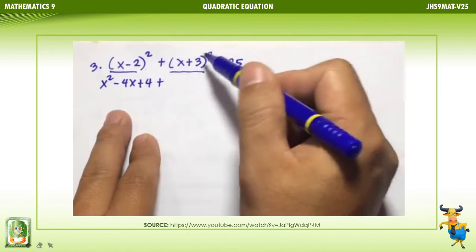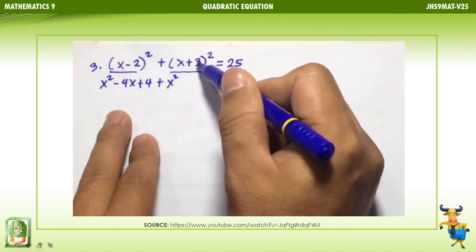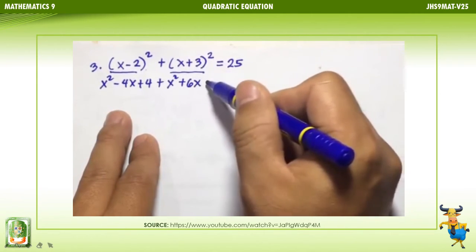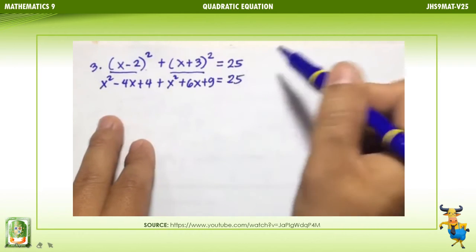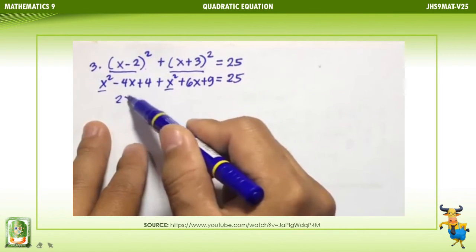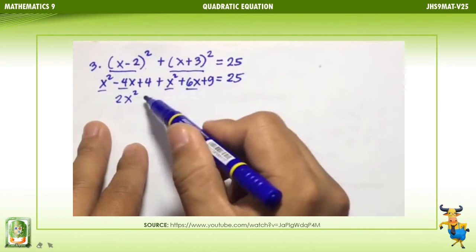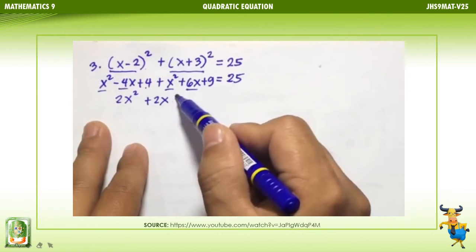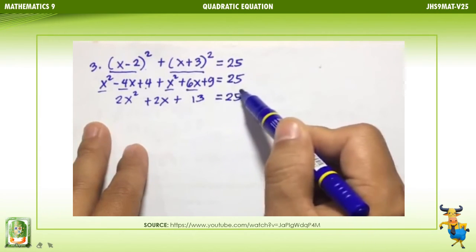Then plus, this is x squared. Then x times 3 is 3x times 2 is 6x. Then the square of 3 is 9. Then this is equal to 25. Then x squared plus x squared here, this is 2x squared. Negative 4x plus 6x is 2x. Then 4 plus 9 is 13. This is equal to 25.